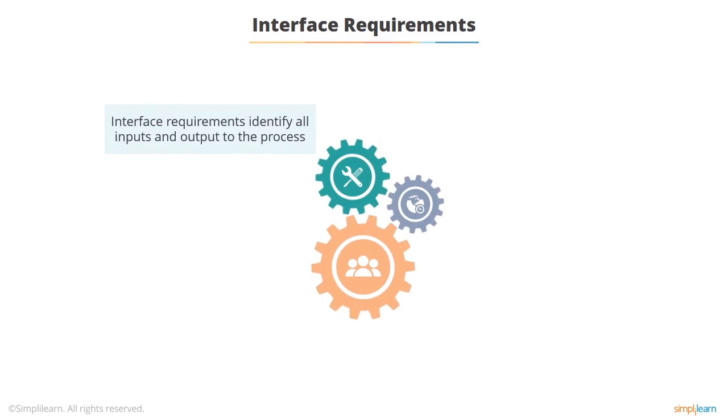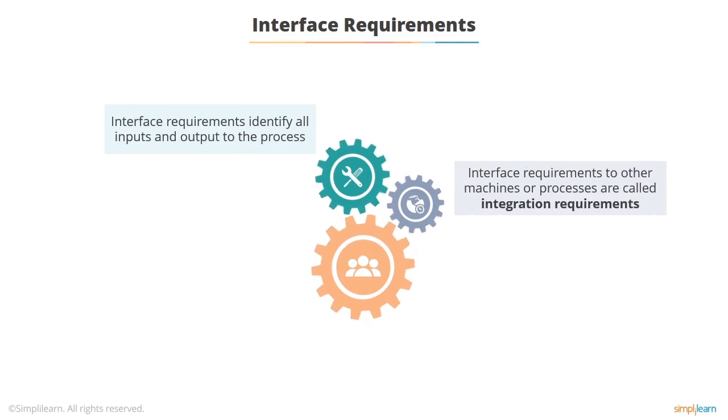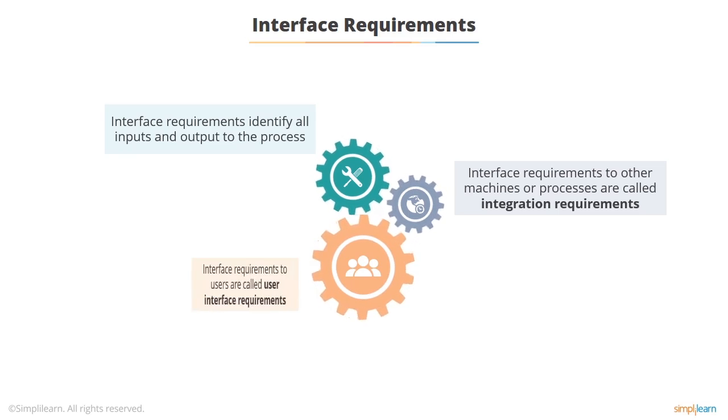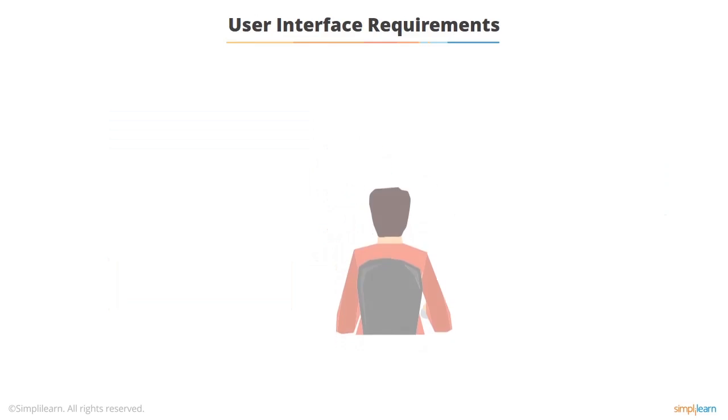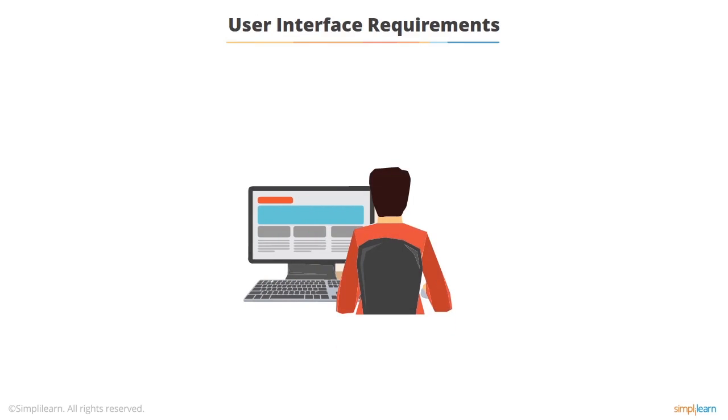Interface requirements define how inputs and outputs relate to other processes. So if you need to communicate with another process or other machines, you need to be able to communicate in the right language. These are often called integration requirements because integration testing is where these are tested. And also, interface requirements to users are called user interface requirements, which are probably the most difficult ones to get right. User interface requirements often appear in requirements documents. What they need to do is define what content is on each screen, but without defining what the screen actually looks like.